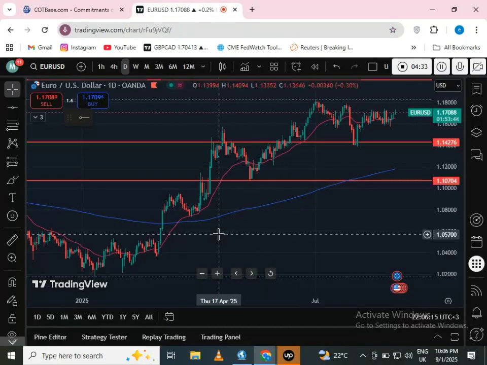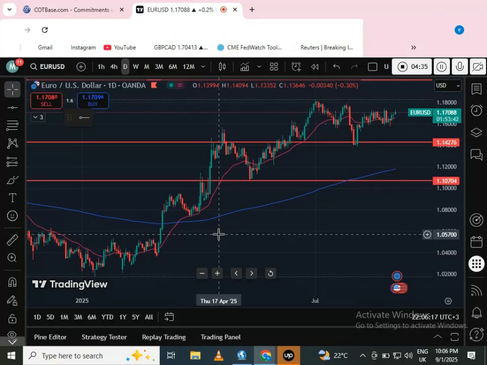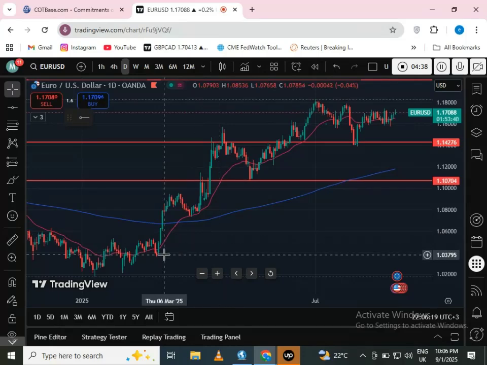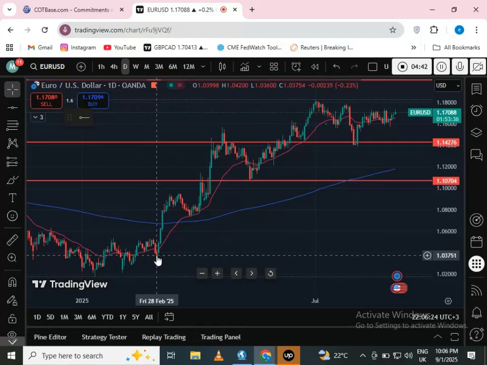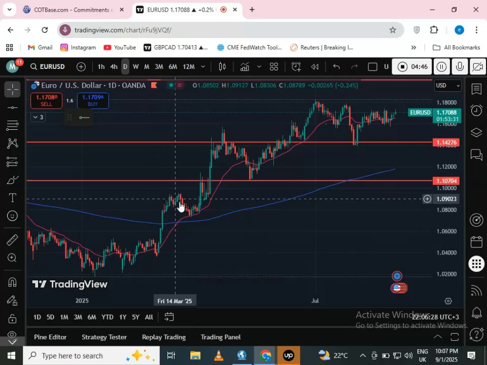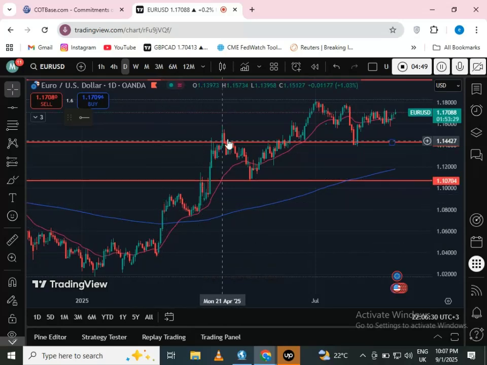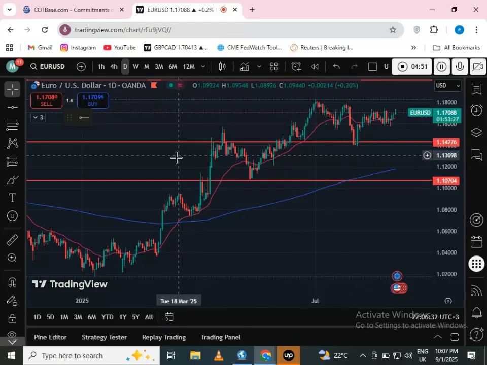Okay, the euro, the large speculators, they were buying the euro since March. So let's take a look since March. You see what happened since March. This was an uptrend. You see, price came back, retraced. It was a very good uptrend since March. This is the daily time frame.